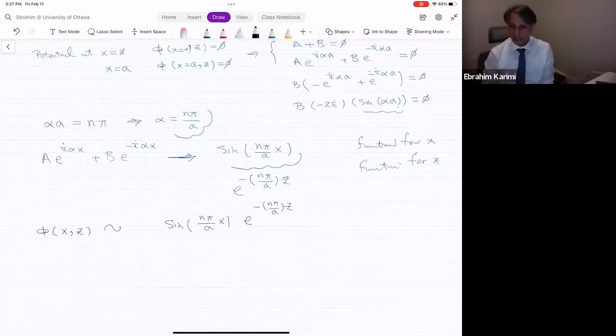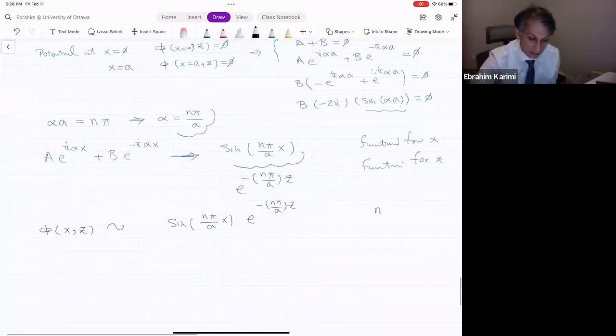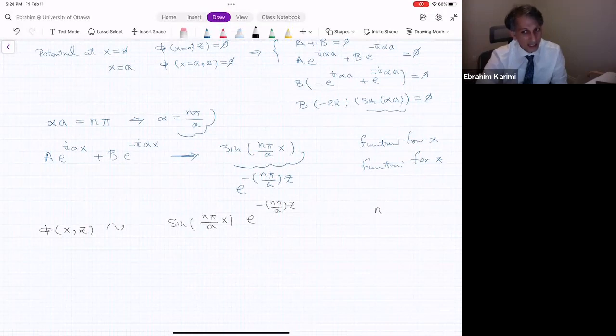What is your freedom here in this expression? What can be changed? Pi is fixed, a is fixed, z and x also. They are variable, is n. Remember, n is negative or positive? n cannot be negative, because if n is negative, this term will be exponentially increasing. Okay, so n is an element of Z plus.